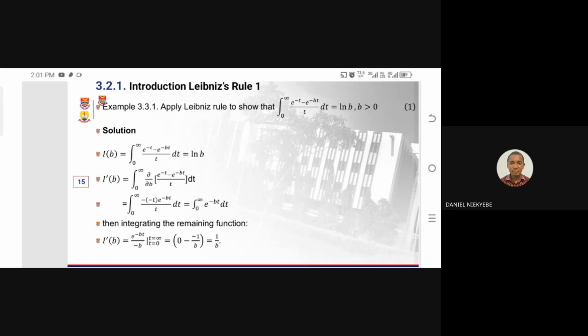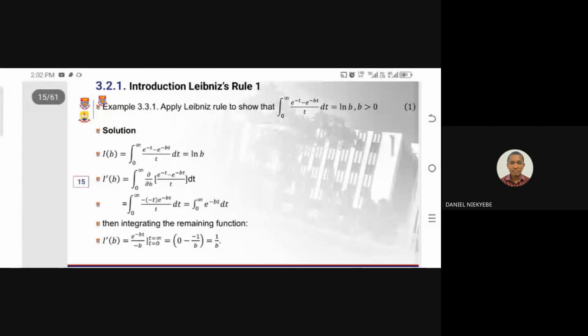It is like what we've been doing already about the Leibniz rule. So you are going to find the derivative of I of b, and first of all, you find the partial derivative with respect to b of the function. When you do it, you are supposed to get e to the power negative bt. And now when you are done, you have to integrate what you have.